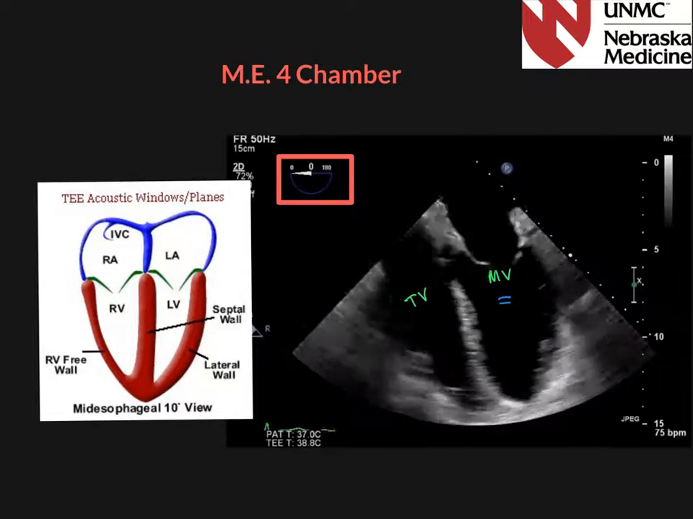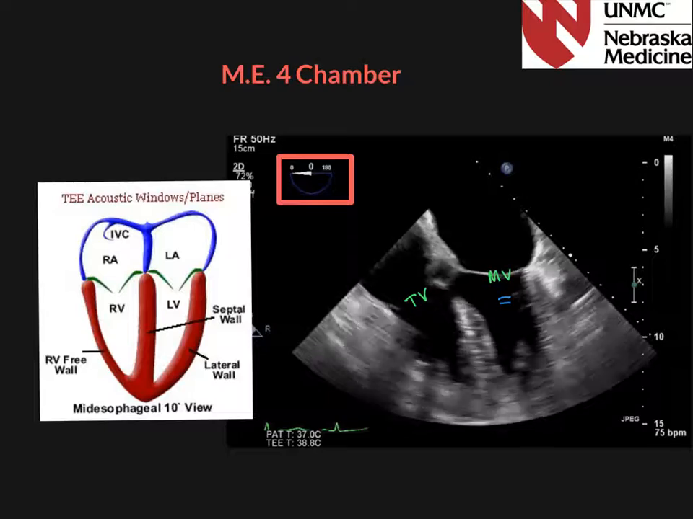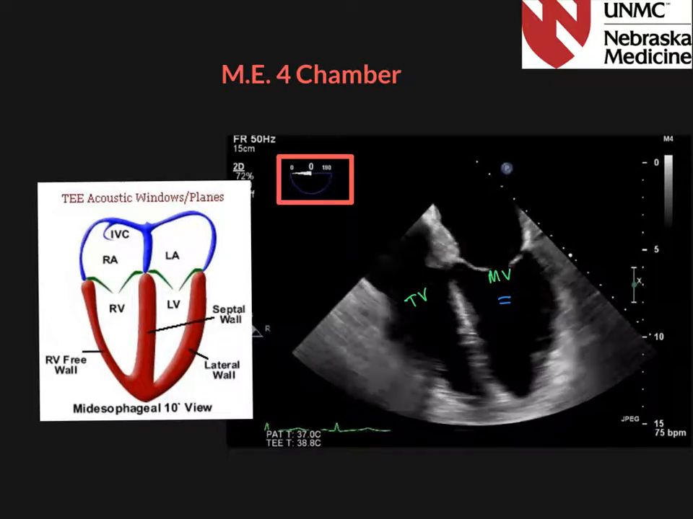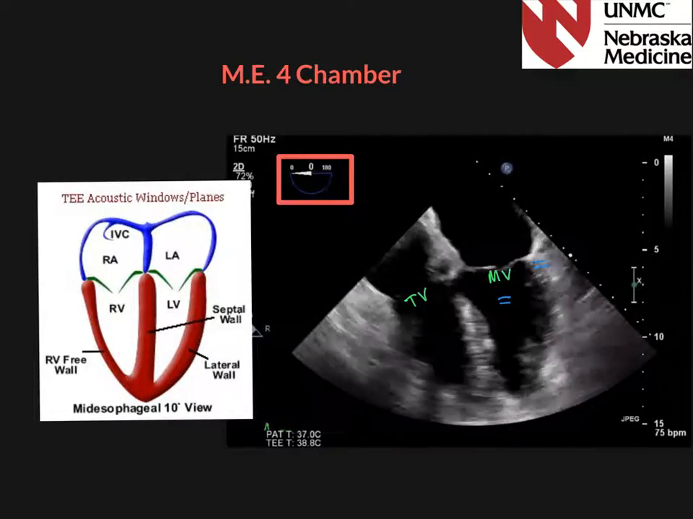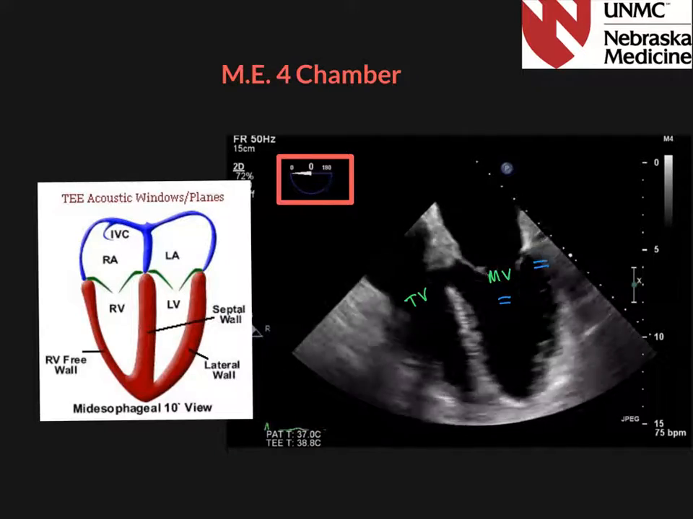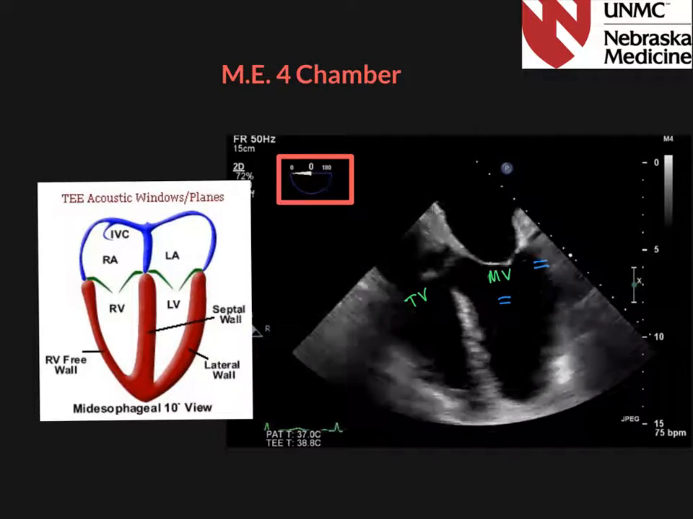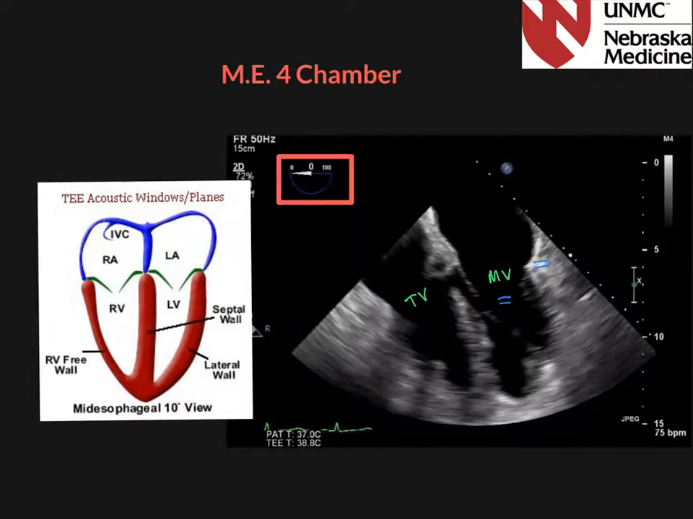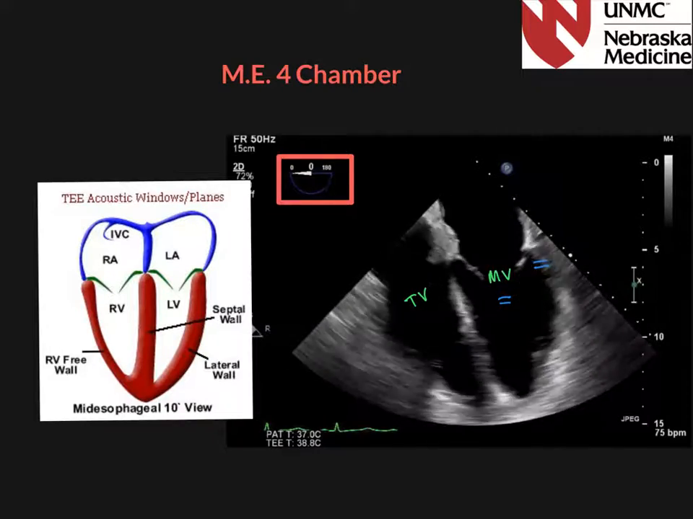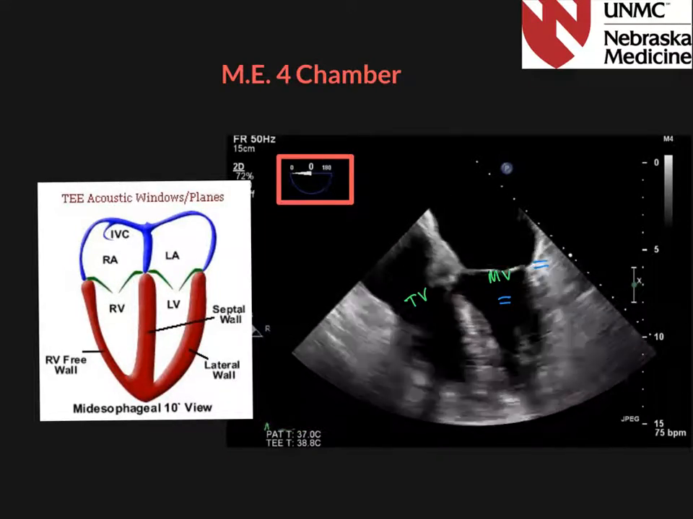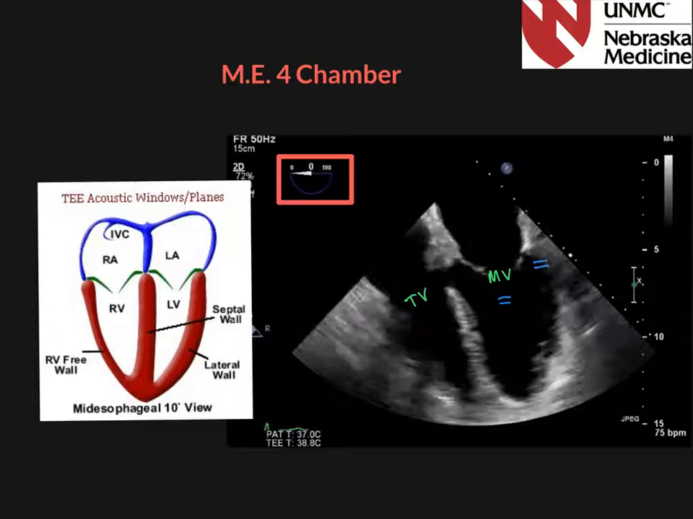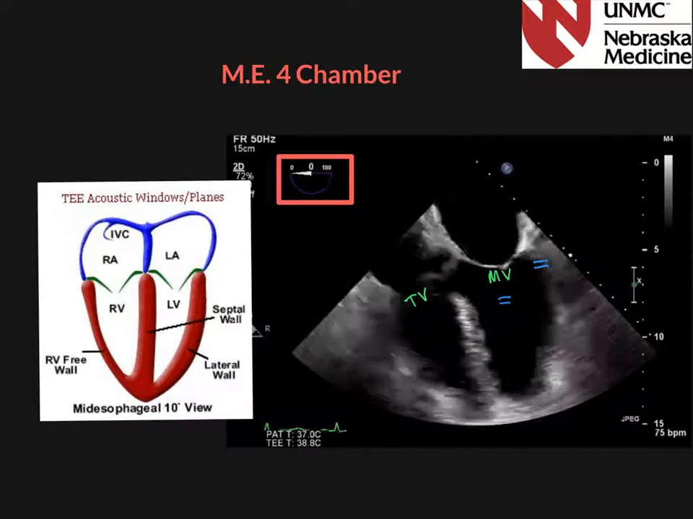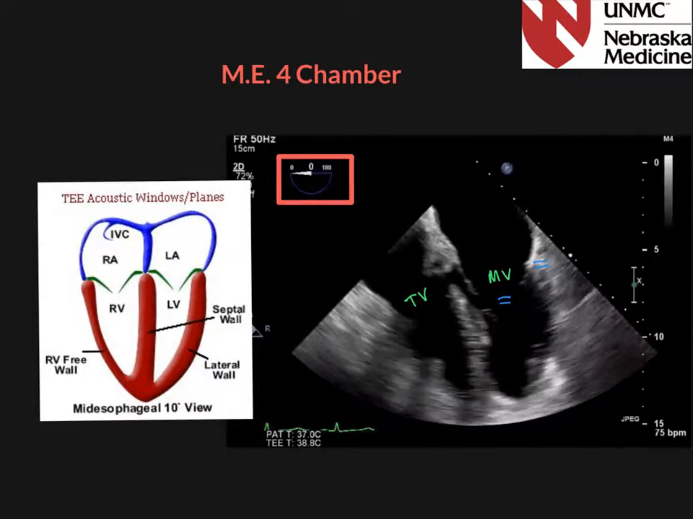Next, using TDI and placing pulse wave gate on the lateral mitral annulus, we acquire an E prime that will further aid in our diastolic evaluation. Lastly, chamber quantification is readily performed in the four-chamber view, allowing for measurement of ventricular diameters during systole and diastole.